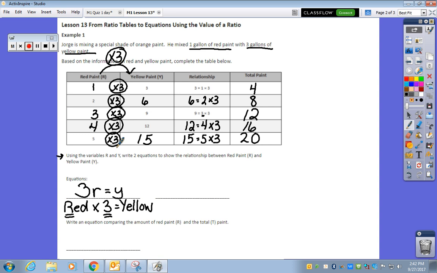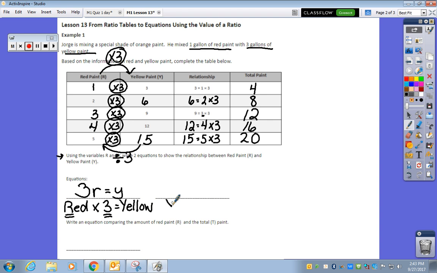What happens if we knew the number of yellow paint and we were trying to find the amount of red? So if going this way we're multiplying by 3, you can kind of see going backwards, it would be the opposite or the inverse operation of multiplying by 3, which is division. So we'd be dividing by 3. So if you notice, 15 divided by 3 is 5, 12 divided by 3 is 4, 9 divided by 3 is 3, 6 divided by 3 is 2, and 3 divided by 3 is 1.